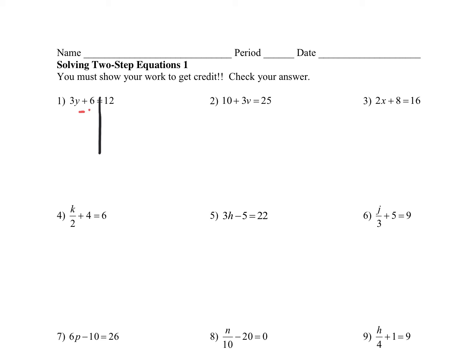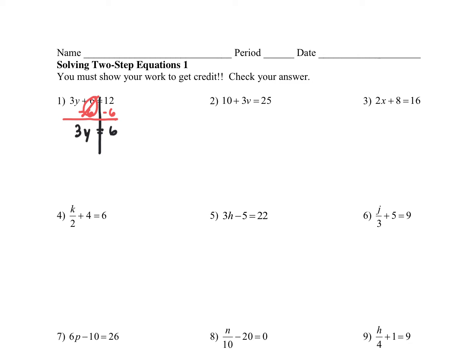We're going to take away 6 on both sides of the equation. This eliminates 6. It zeroes it out, or you can just cross it out. And what we have left is 3y, and that equals 6 on the other side.